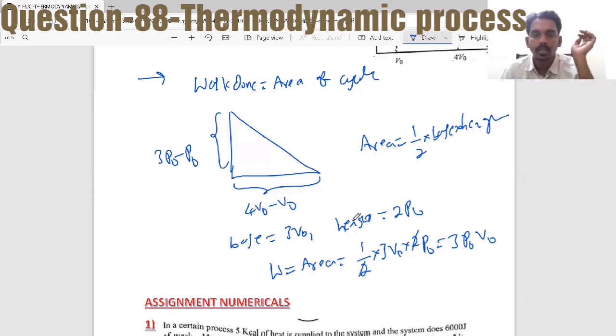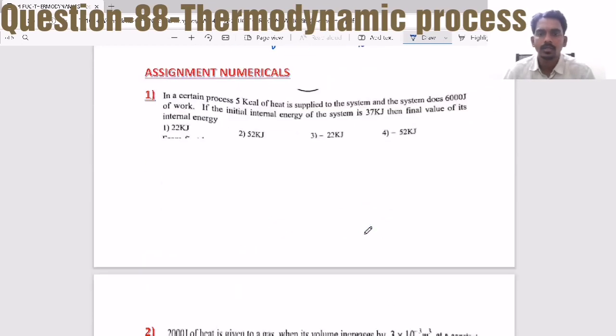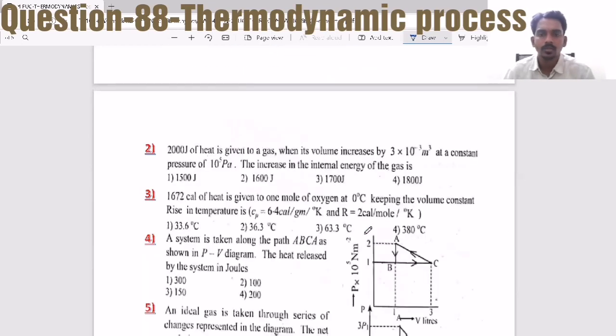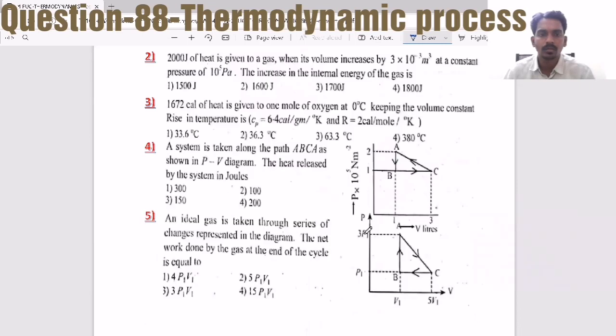So please try to understand what heat, internal energy and work done are, what the different processes are, and what the formula is for heat, internal energy or work done for a particular process. Accordingly, you can calculate the numericals. Similar questions I have given as an assignment, so please try to solve all the questions. Then you will get a better idea.